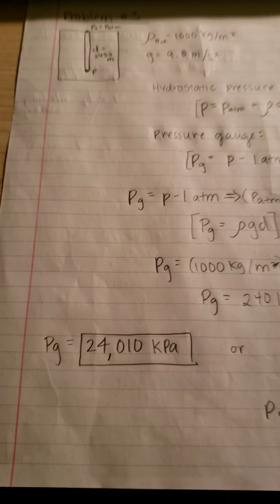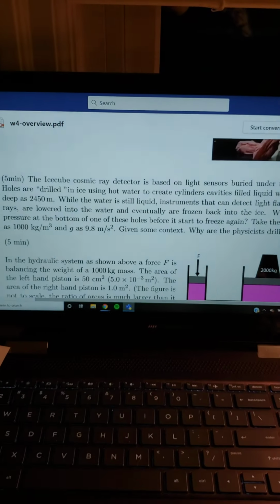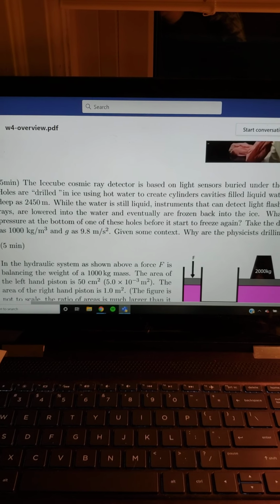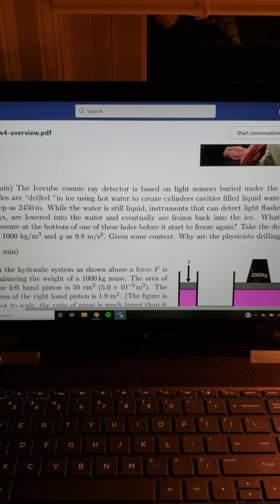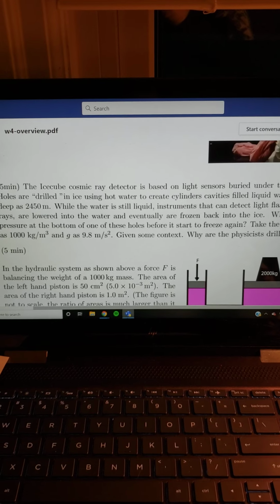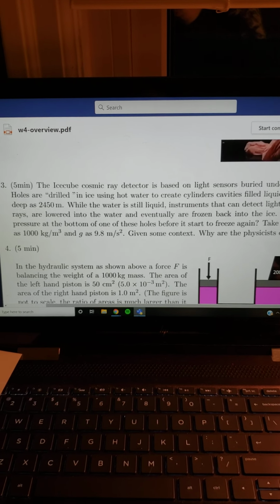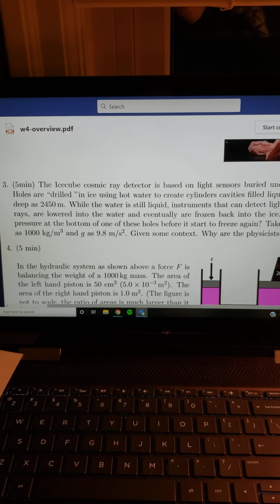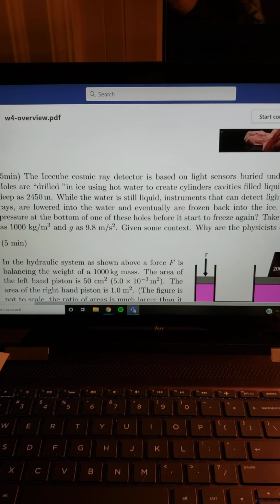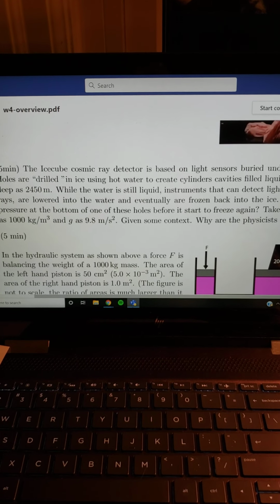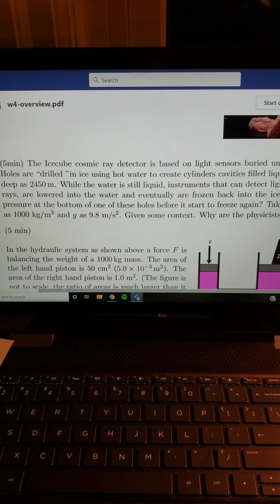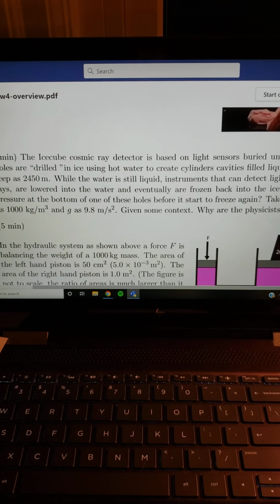And as far as the context goes, these cosmic rays, the reason that they're drilling so far down is because if they tried to detect these rays at the surface, everything would basically be thrown off.